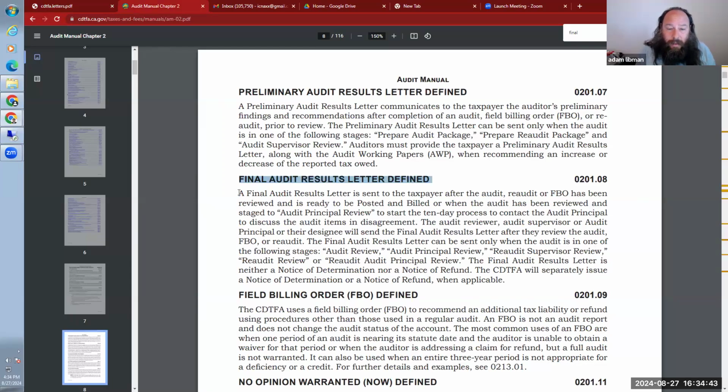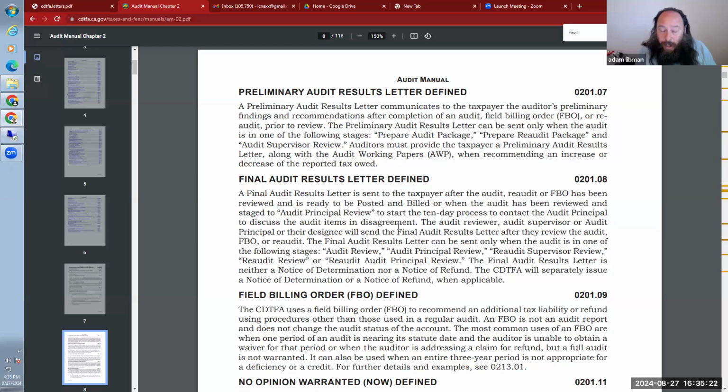Let's just read this together, because if you can read, apparently you're better than a lot of the auditors that work at this place. A final audit results letter is sent to the taxpayer after the audit, reaudit, or FOB has been reviewed and is ready to be posted and billed, or when the audit has been reviewed and staged to audit principal review. That is like the big kahuna. The big kahuna is this principal auditor. It starts the 10-day process to contact the audit principal to discuss the audit in terms of disagreement.